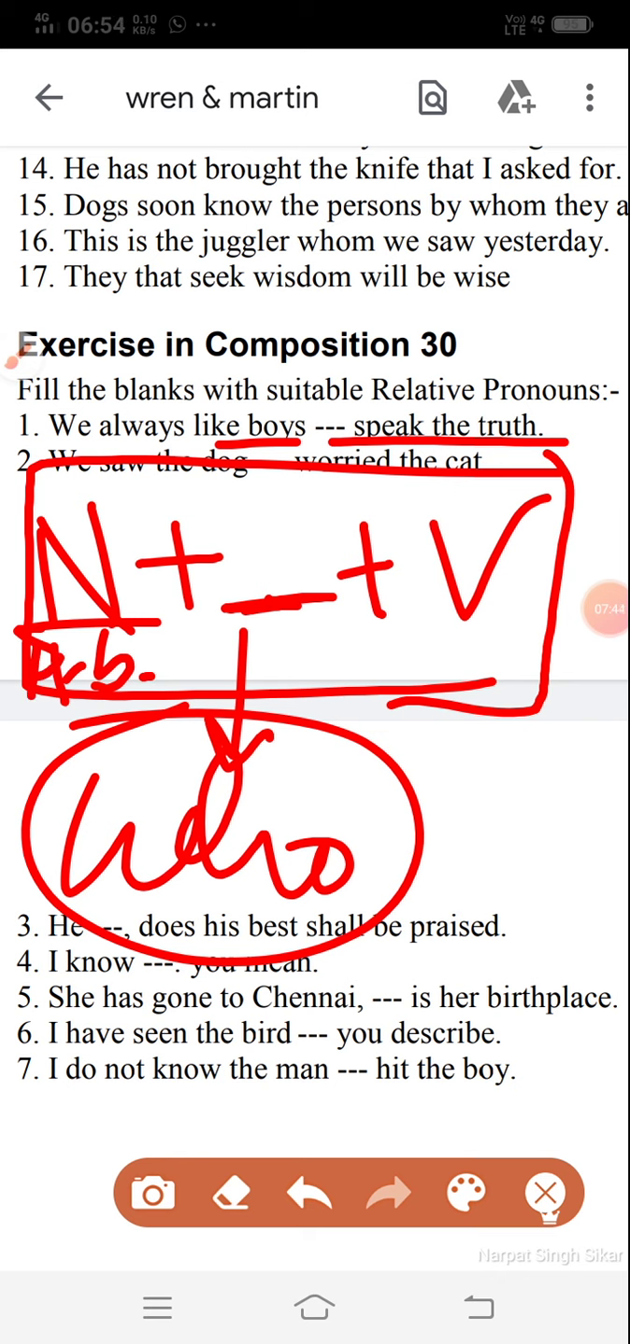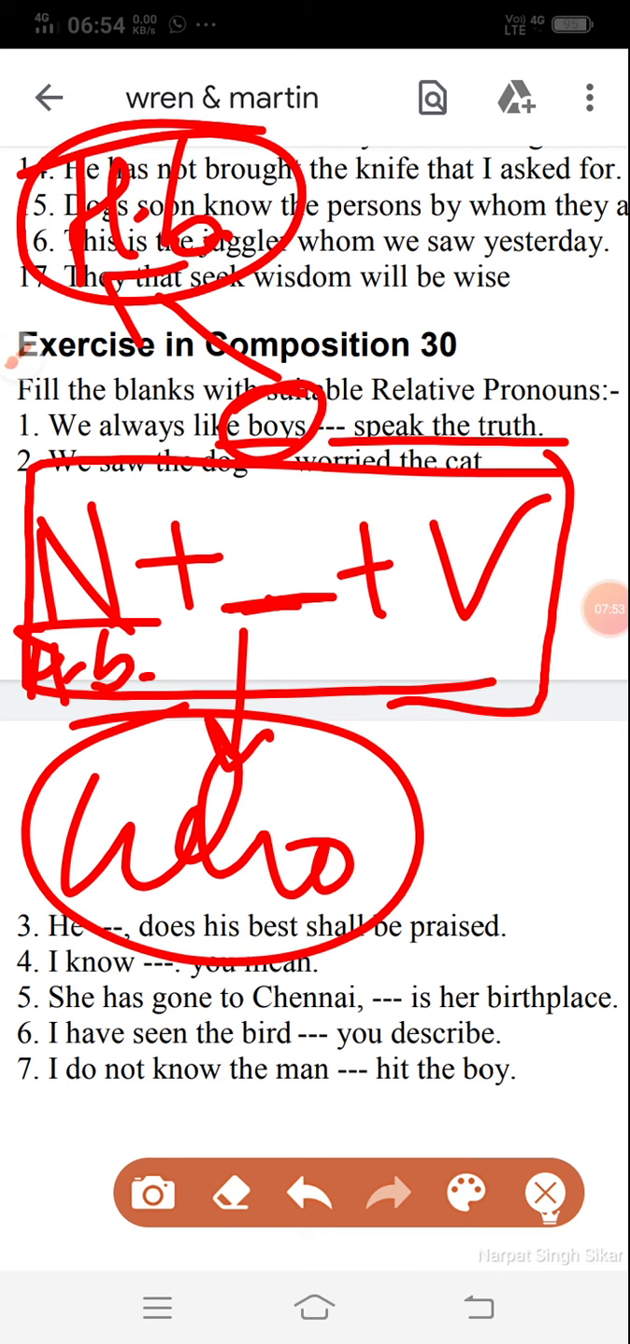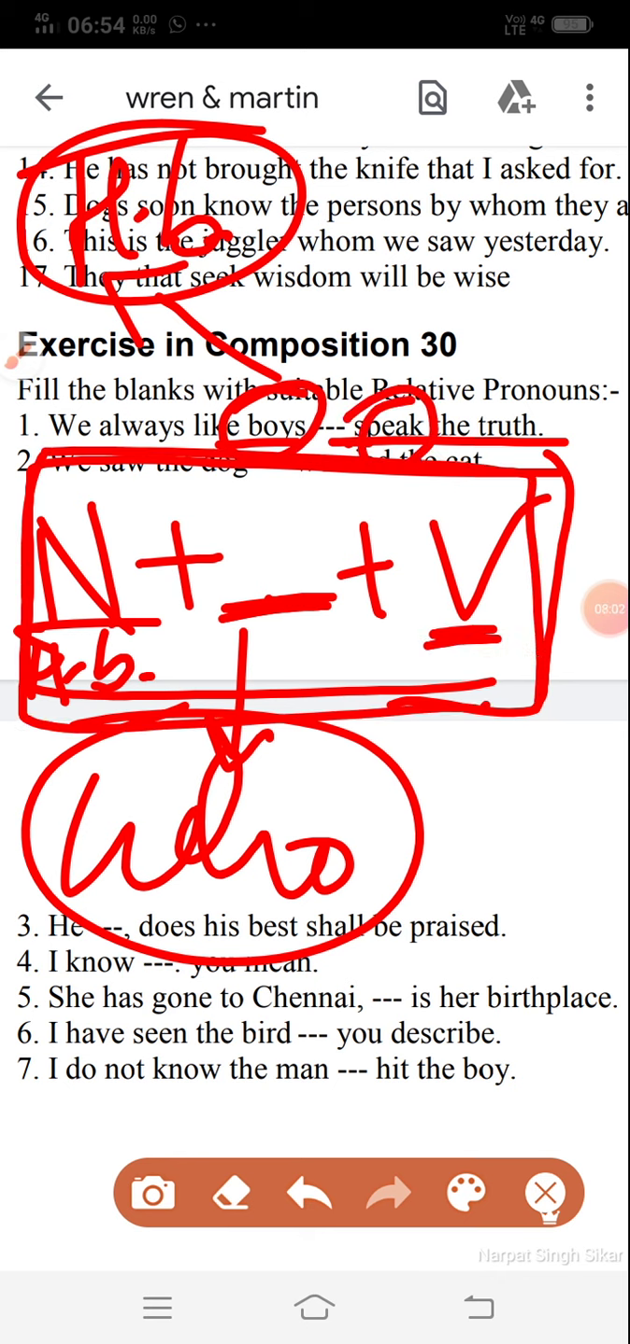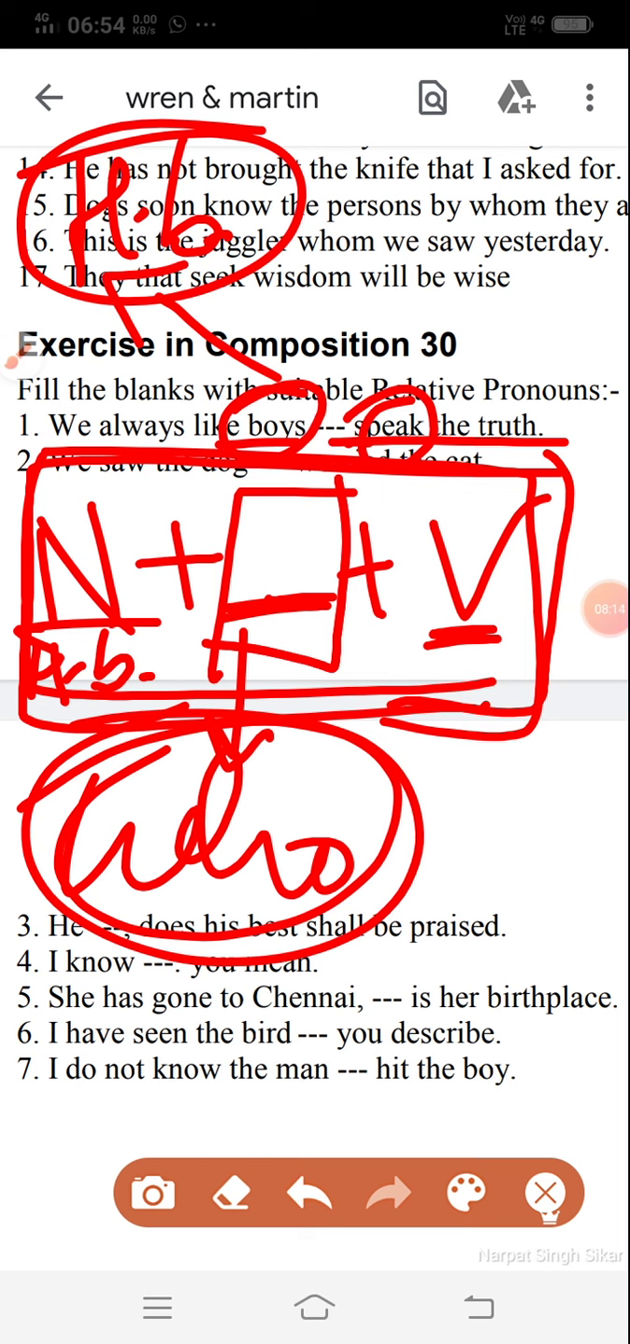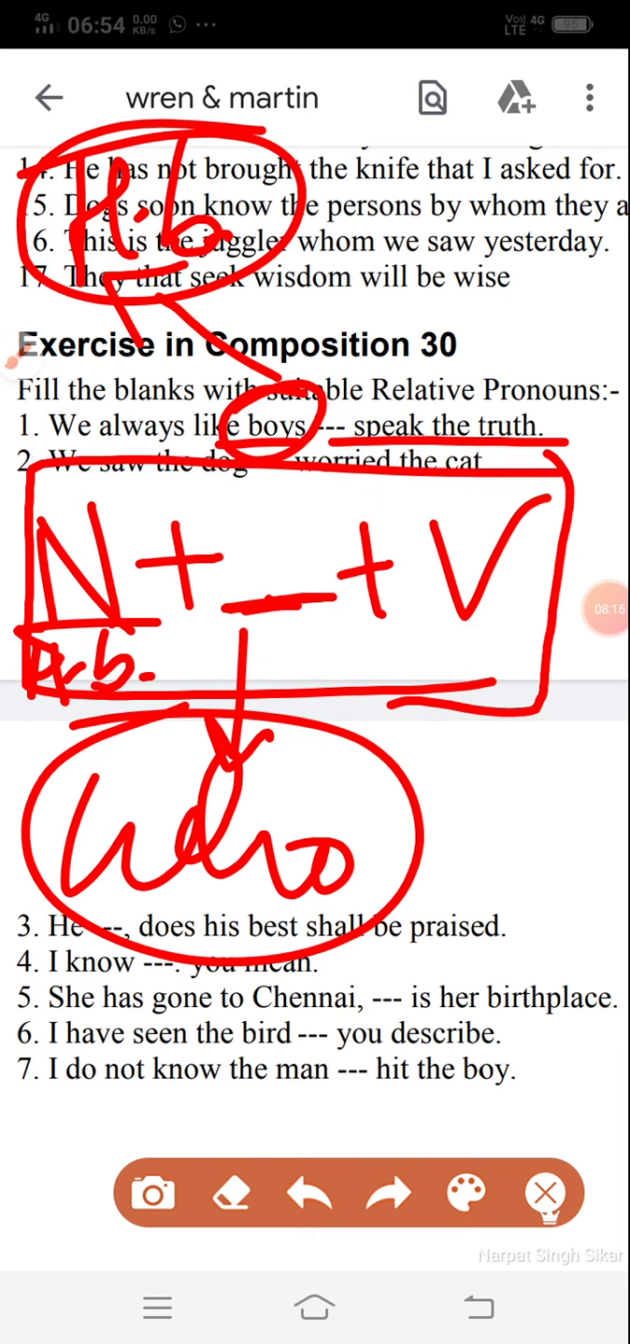Okay. Look at the example. Boys. Boys is a noun, and boys denotes human beings. Next, there is a blank. After boys, there is a blank, and after the blank, speak is a verb. So this is the structure in which our answer would be who. What do you have to look at? If there is a human being plus blank plus verb, in that condition, in the blank we have to fill in who.